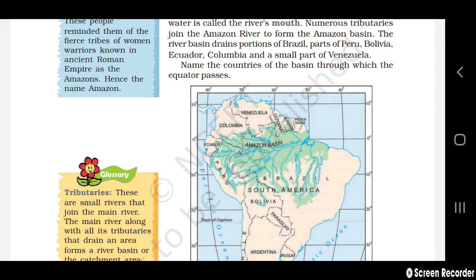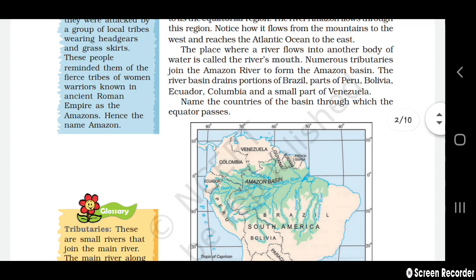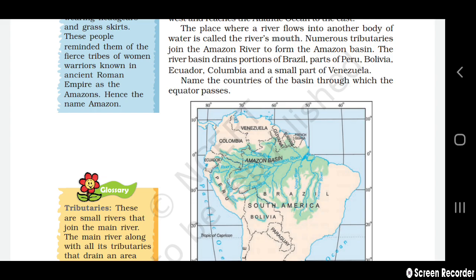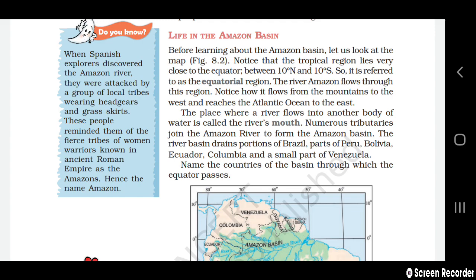So the tropical region is a little close to the equatorial region. Between 10 degrees north and 10 degrees south, where the 0 degree true equator comes, we call it the equatorial region, and the river Amazon flows through this region. It flows from the mountains in the west and reaches the Atlantic Ocean in the east.